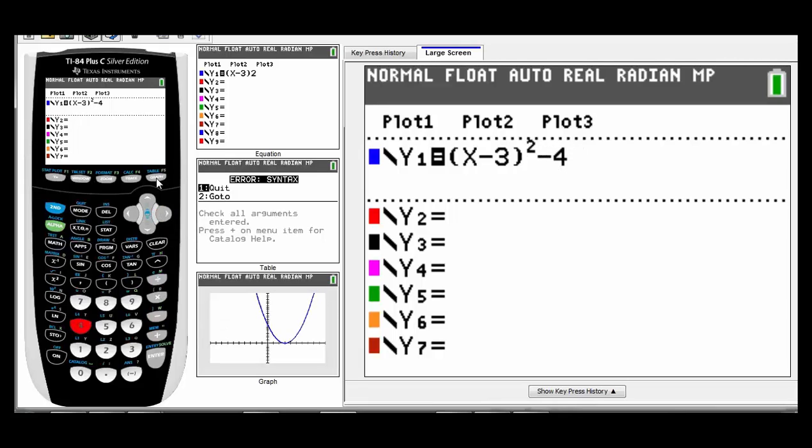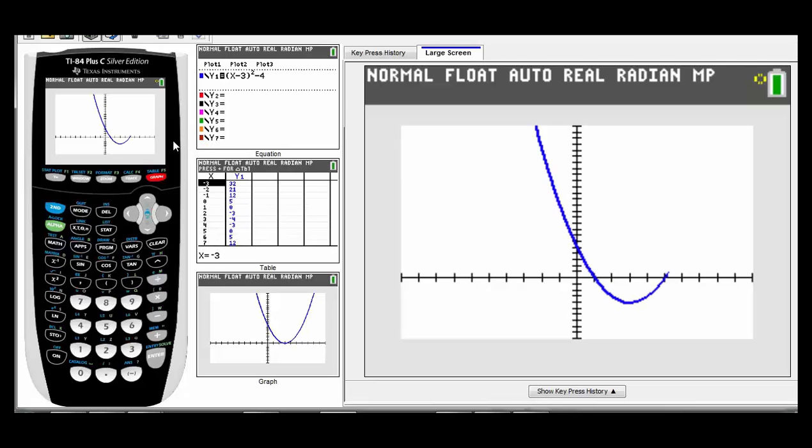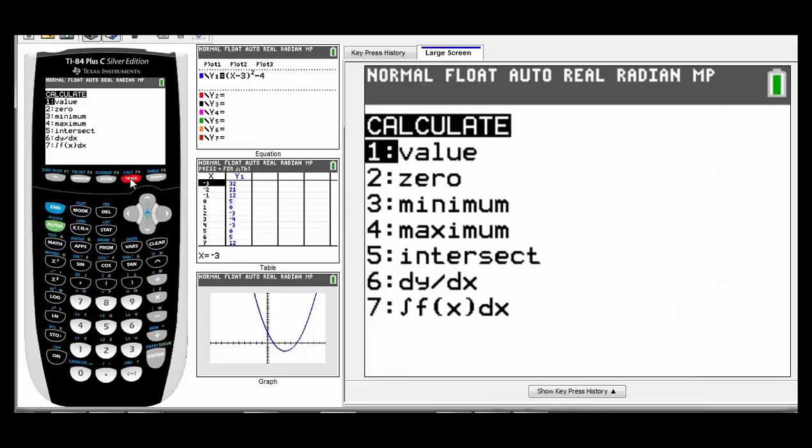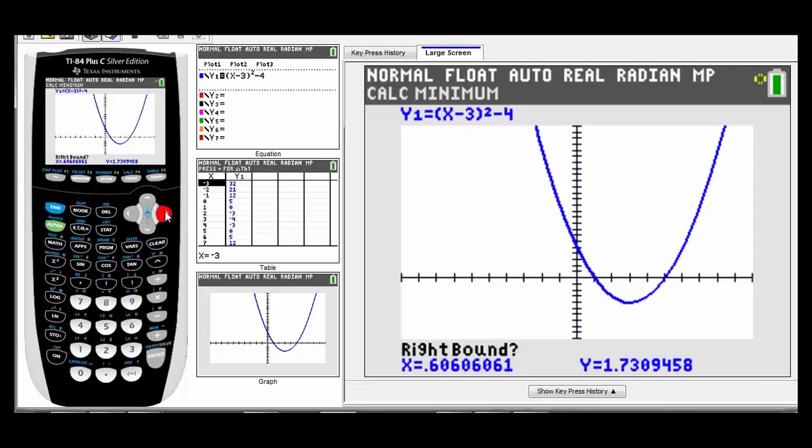So we could graph this and then compare it to what we thought the graph looked like and see how close it is, and we can see it is the same shape. The vertex is down here. If you want to double check your vertex, remember you go to second calc. This is a minimum, and there's our left bound, and then we could arrow over or just plug in a value. We want to be to the right of that minimum somewhere. Doesn't matter where, as long as you're to the right. And you can go over for your guess, or you can leave it where it's at for the right bound. And it tells me that my vertex is at (3, -4).